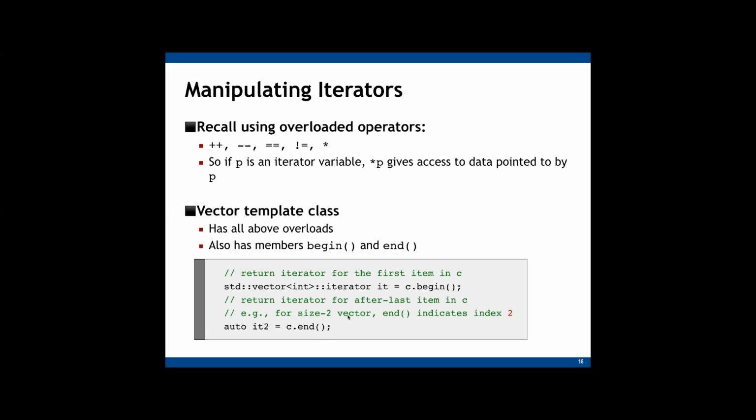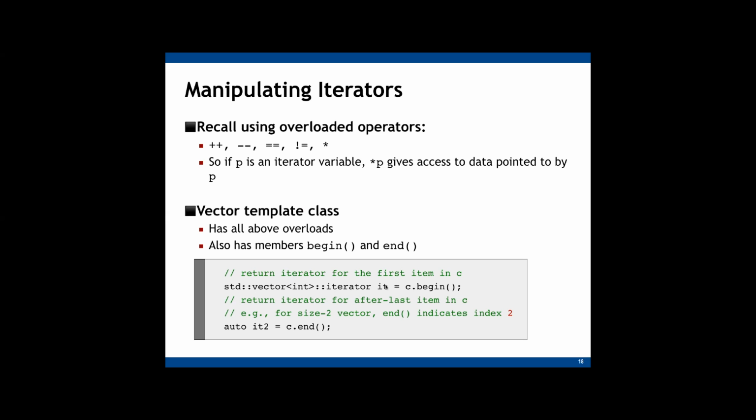If you look at this example, this begin function returns an iterator for the container C that points to the first element in the container C. The end function returns an end marker, which indicates the end of the elements.